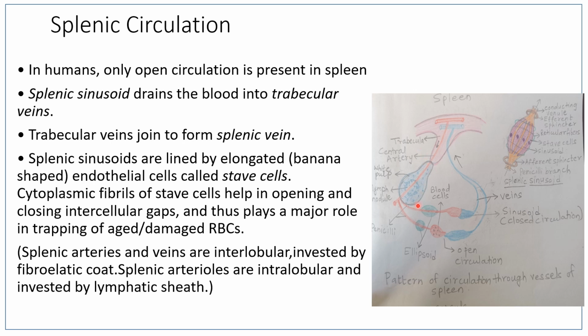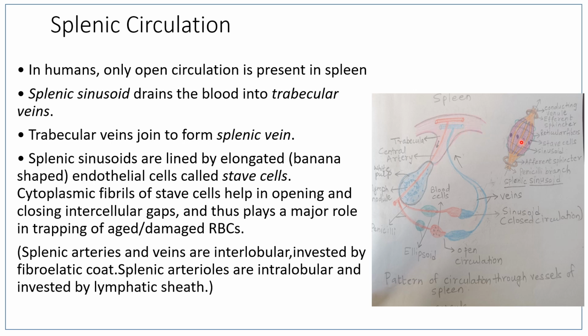So in human beings, only open circulation is present. We have seen up till now that the blood enters into the splenic sinusoids. These are the splenic sinusoids. The same here, these are the splenic sinusoids. They drain the blood into the trabecular veins. These are the trabecular veins, and from the trabecular veins, the splenic vein is formed. Union of trabecular veins forms the splenic vein.